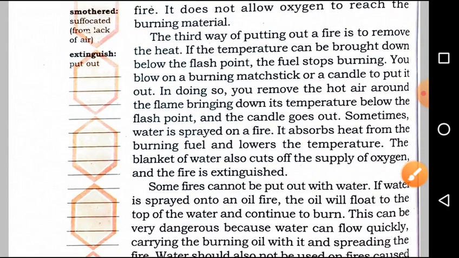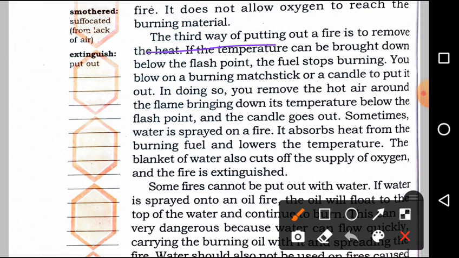The third way of putting out a fire is to remove the heat. Third, if we reduce the heat of the burning things, they will stop burning. If the temperature can be brought down below the flash point, the fuel stops burning.